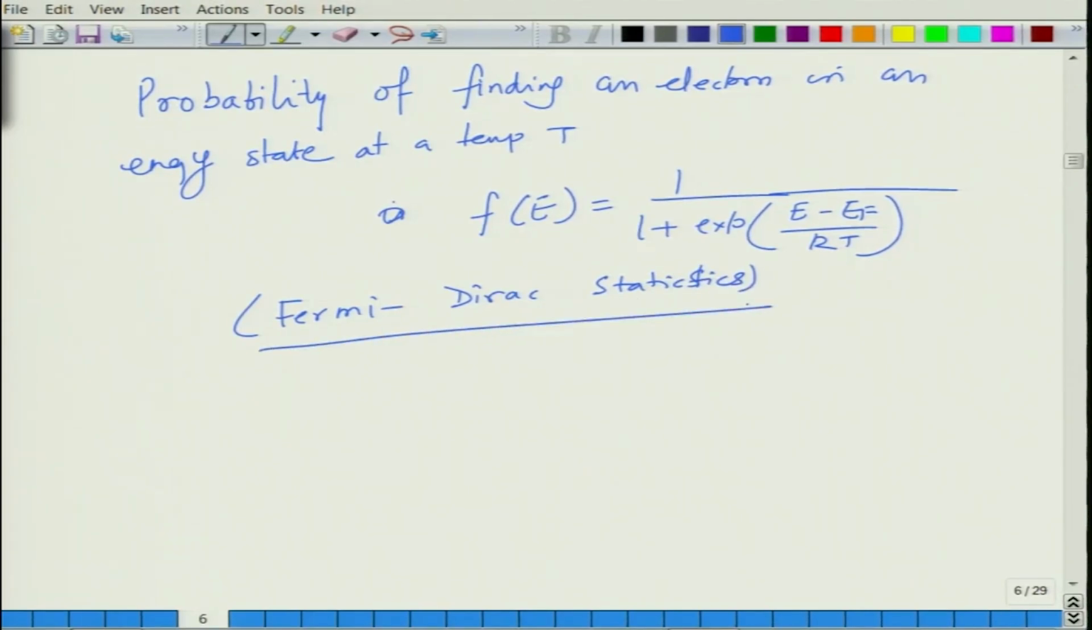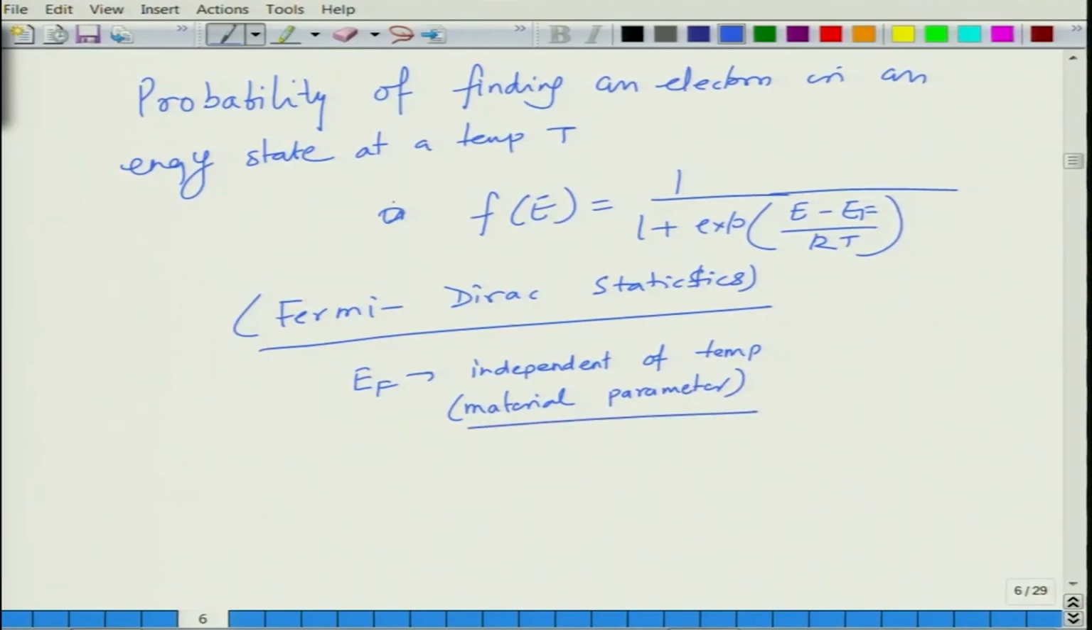This is basically the probability of finding an electron in a given energy state at a temperature T, which is Fe equal to 1 over 1 plus exponential (E minus Ef) divided by kT. And Ef is a quantity which we take as independent of temperature, and it is a material parameter.